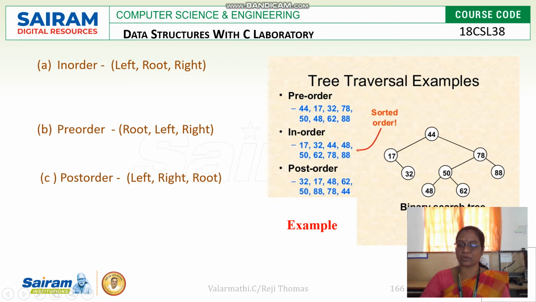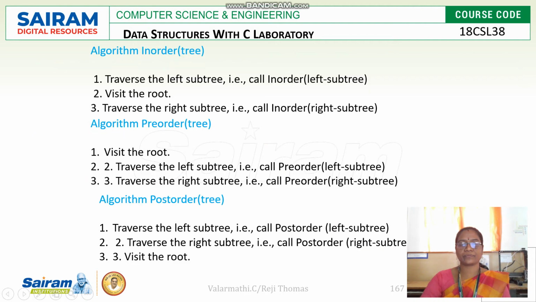78 is now treated as the root node. It has a right subchild, 88, so it is now visited. Likewise, the pre-order is traversed. Like that, the remaining traversals of the binary search tree are done.